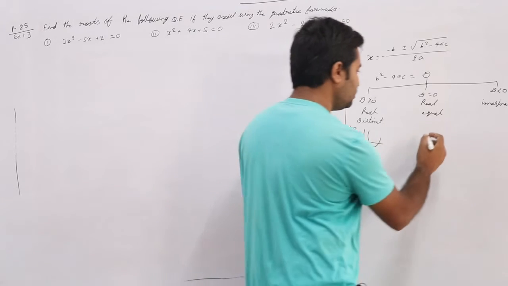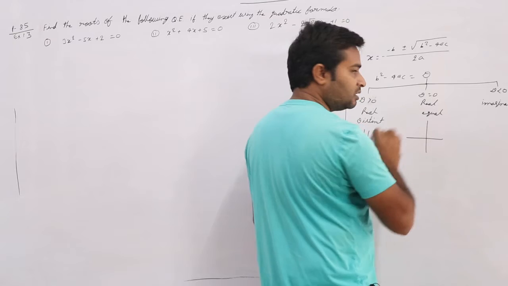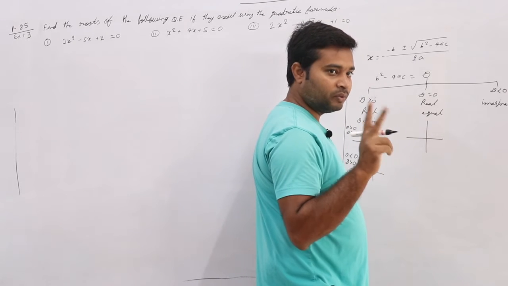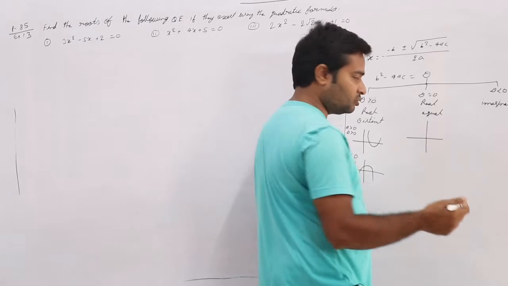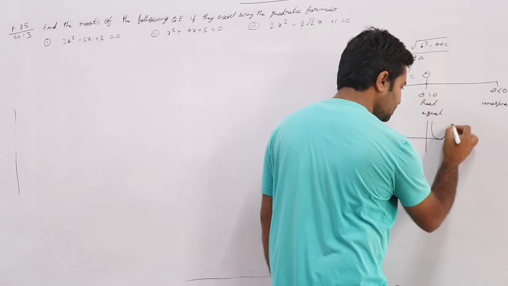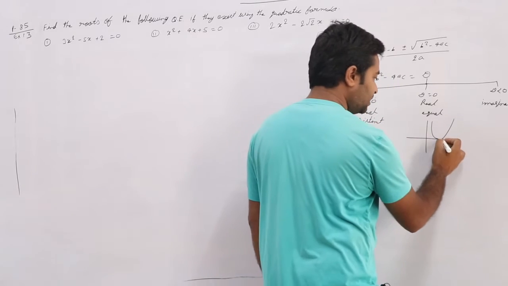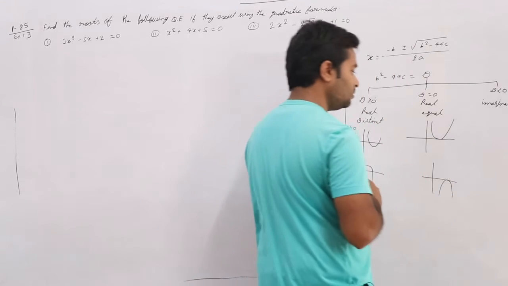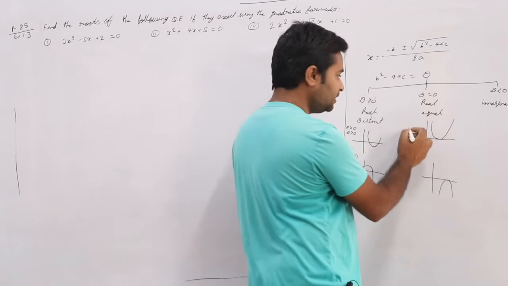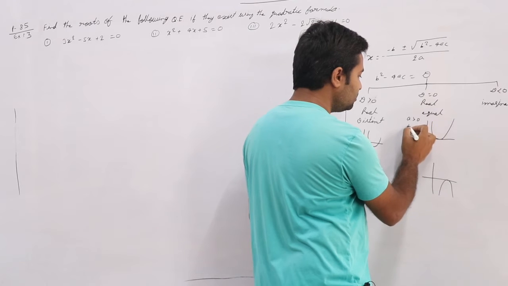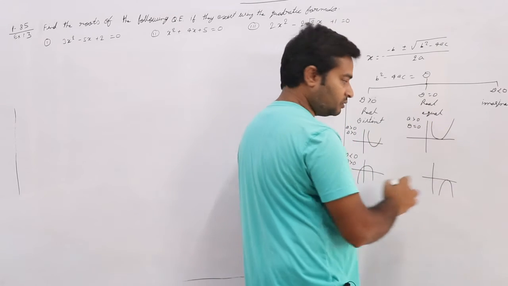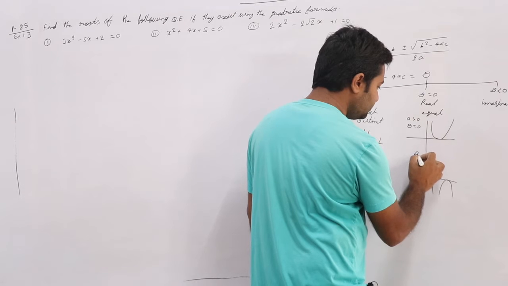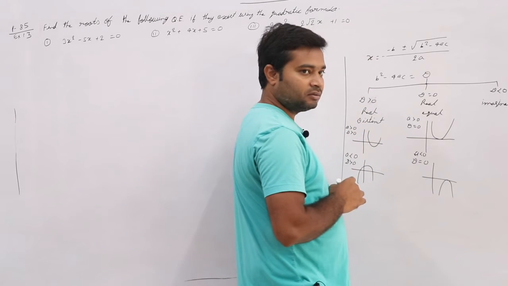Correct. Here I told you if d is equal to 0, then roots will be only 1. Roots will be 2, but both will be the same. So it will cut at only one place, like touching at one place. This can be like this also, touching at one place. When is this possible? When a is more than 0 and d equal to 0. And when d equal to 0 and a is less than 0.